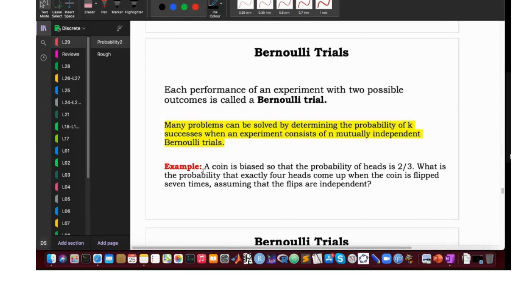Here's the first example. A coin is slightly biased, so the probability of heads is 2/3, and then the probability of tail is 1/3. What's the probability that exactly 4 heads come up when the coin is flipped 7 times? Assuming the flips are independent.